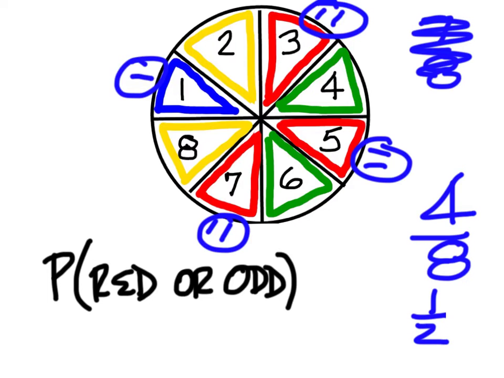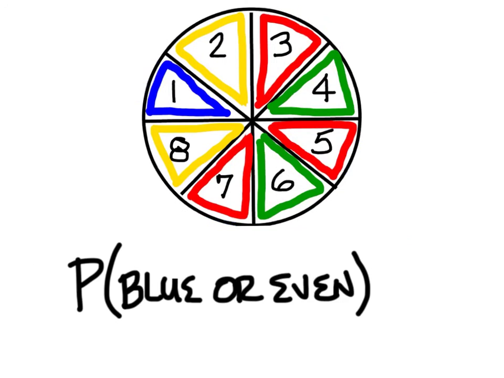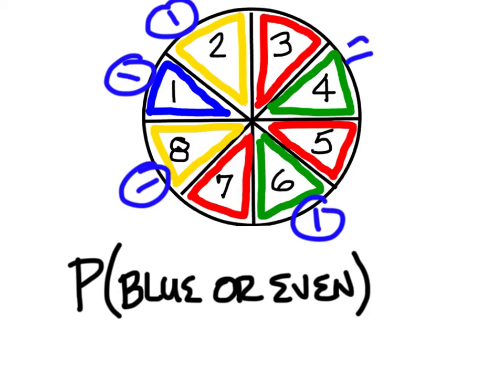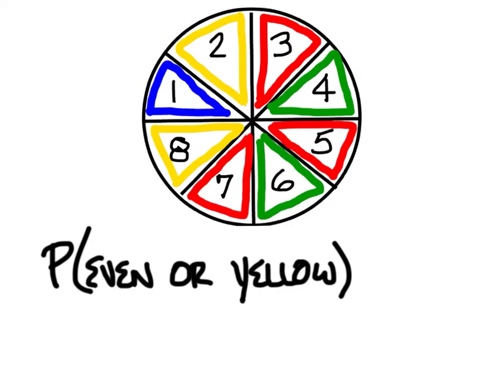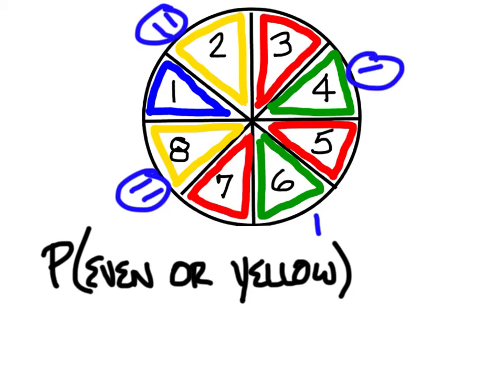Probability of blue or even. Here are the blues. Then the evens, 2, 4, 6, 8. Nothing is marked twice. Just count everything up. 1, 2, 3, 4, 5. So you have 5 over 8. Even or yellow. So here's even. And then yellow. So it overlaps. You just have to count them once. 1, 2, 3, 4. 4 over 8 would be 1/2.